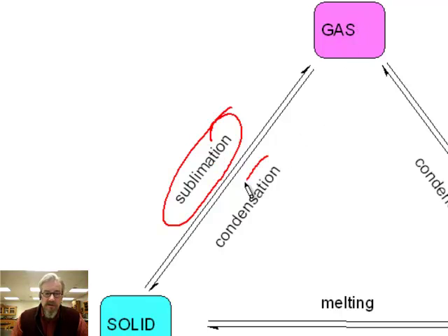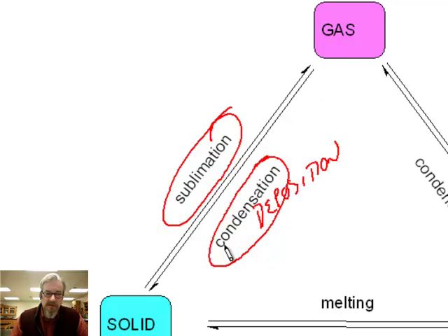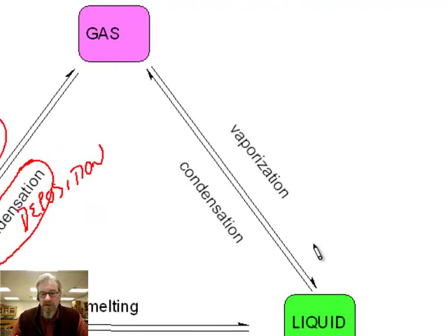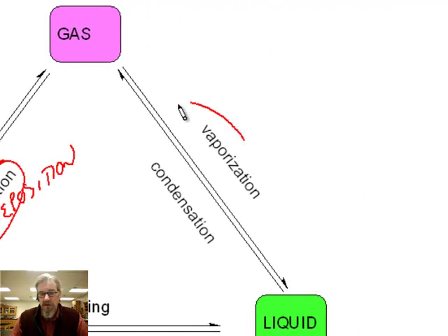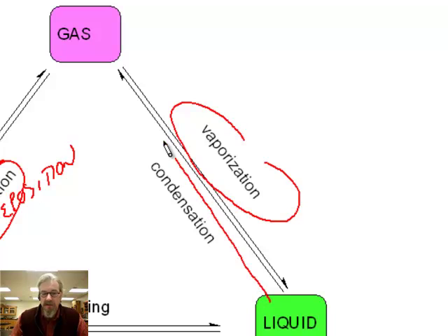The reverse process is called condensation, or another word for it is deposition, when a gas becomes a solid. So that's the reverse process of sublimation. When a liquid becomes a gas, we call that process vaporization. That's liquid becomes gas. And the reverse process we call condensation.